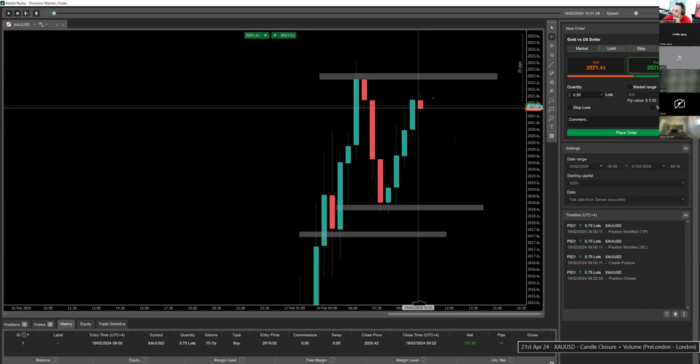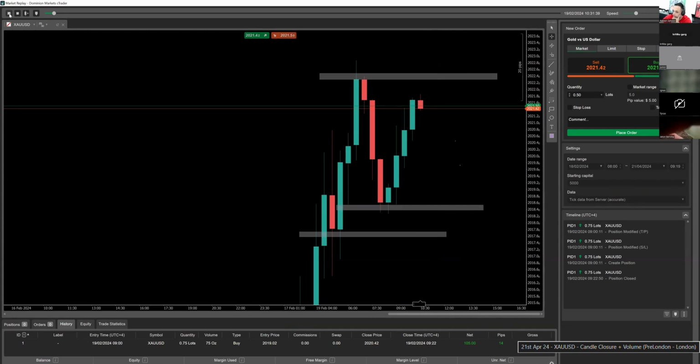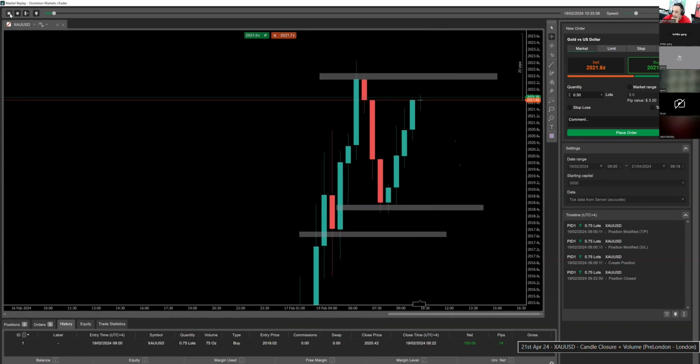Wow, look at that. How big is this range over here? This is a 30 pip range. You were saying if you missed a trade. I forgot what I was going to say. Yeah, my bad.